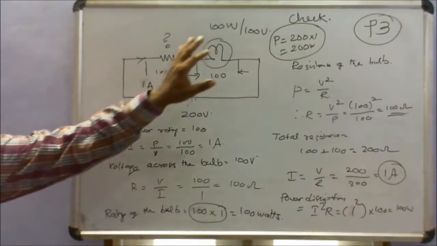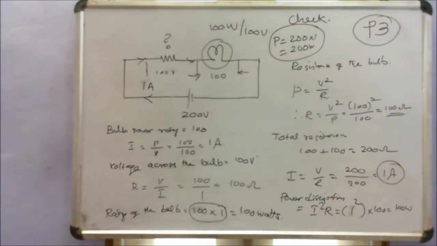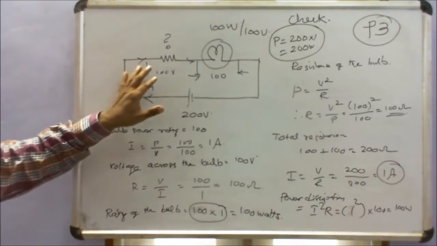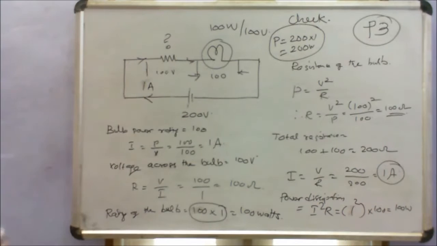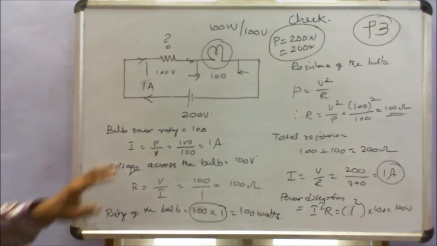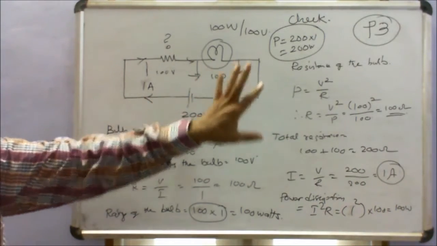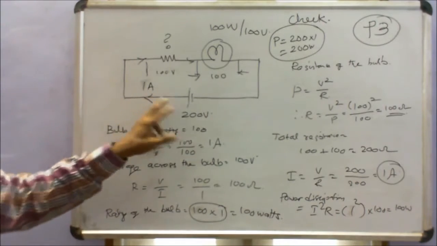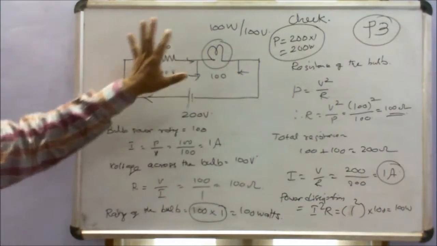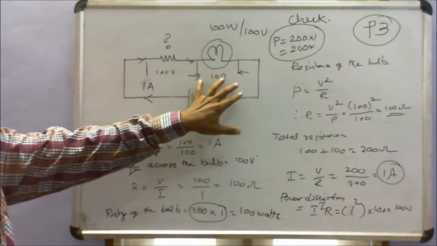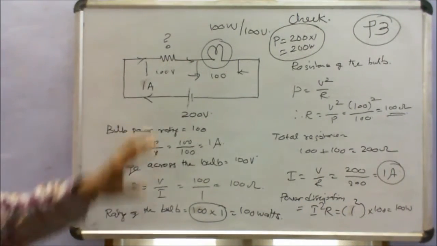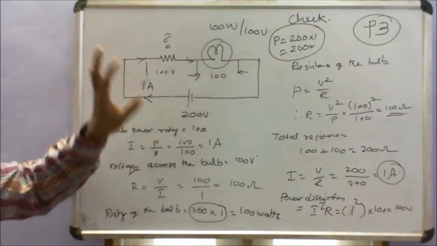Here the rating of the bulb is 100. We should connect some resistance, then only the bulb will glow, otherwise the bulb will burn. The filament will overheat because enormous current will flow through it. We should not connect directly. So it's very simple. 100 volts drop across the bulb. Definitely 100 volts across here.